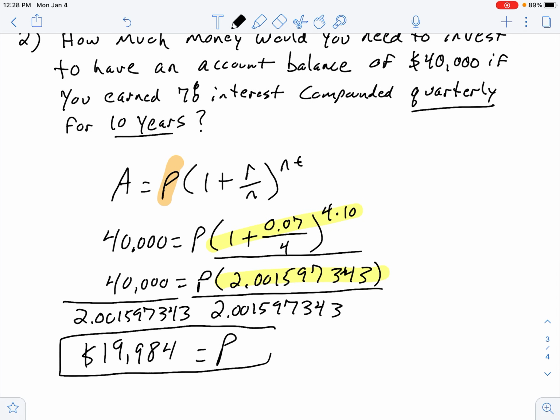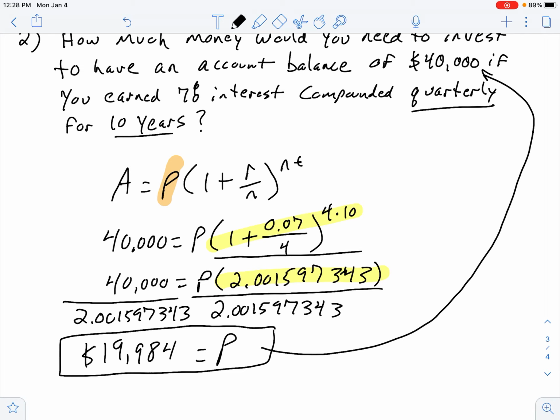If I take $19,984 and invest it for 10 years at 7% interest, does it look like it makes sense for it to equal 40,000? And it does. It makes sense. If you were to get a number larger than 40,000 because you made a mistake, well, that doesn't make any sense. You can't invest more than 40,000 so that after 10 years you have less than what you invested. We hope that's not going to be the case.